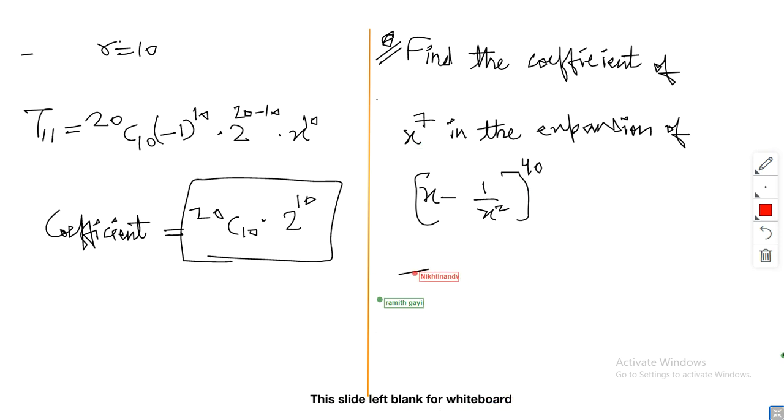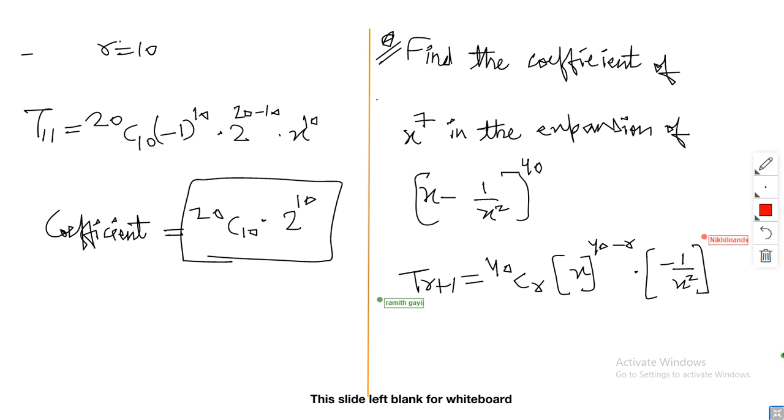T(r+1) is equal to 40Cr, bracket, x to the power of 40 minus r, multiplied by minus 1 over x squared, to the power of r. Perfect. Pretty good.